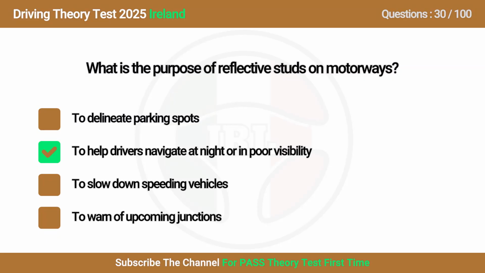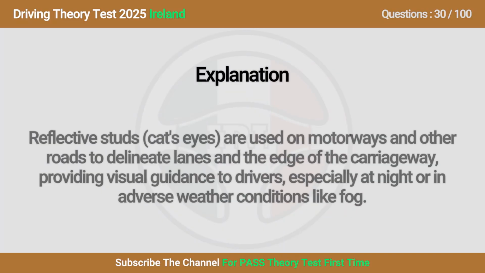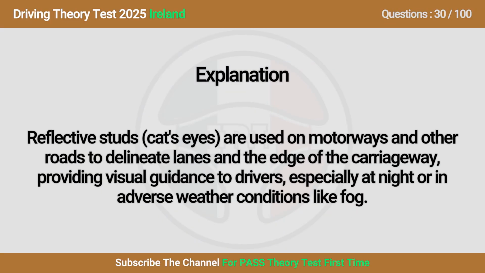Answer is B. To help drivers navigate at night or in poor visibility. Reflective studs, cat's eyes, are used on motorways and other roads to delineate lanes and the edge of the carriageway, providing visual guidance to drivers, especially at night or in adverse weather conditions like fog.